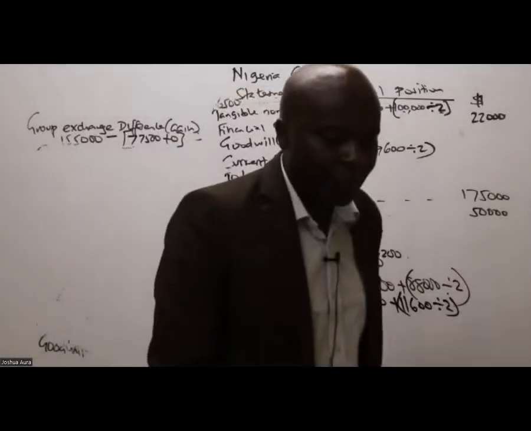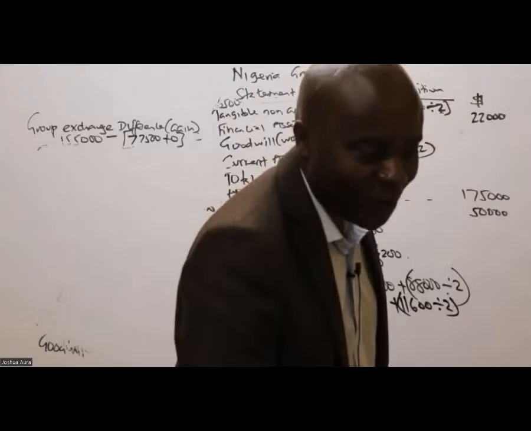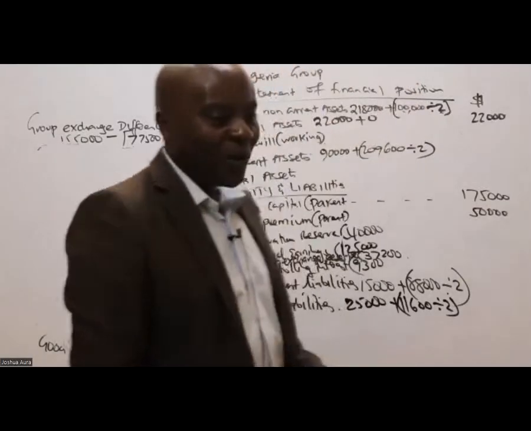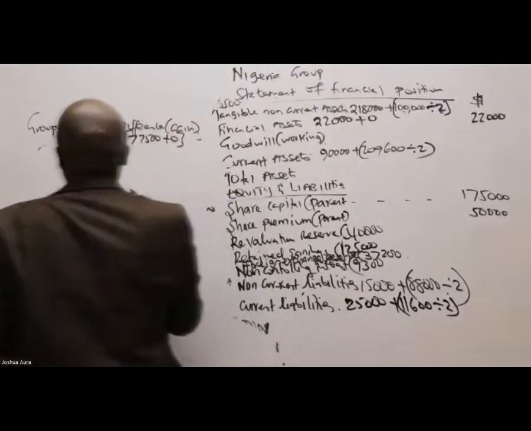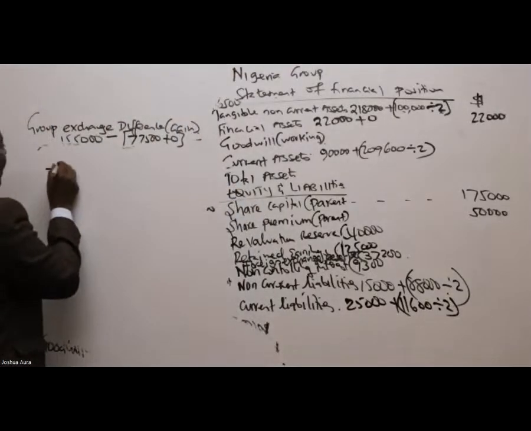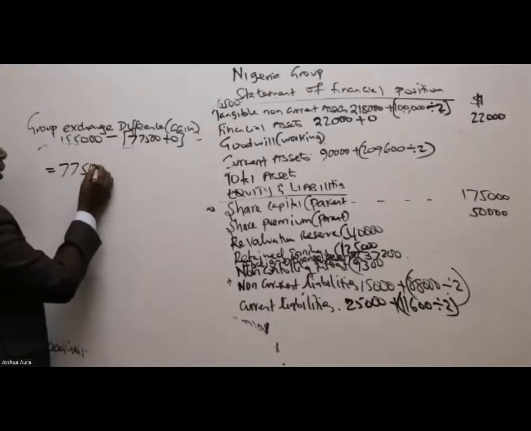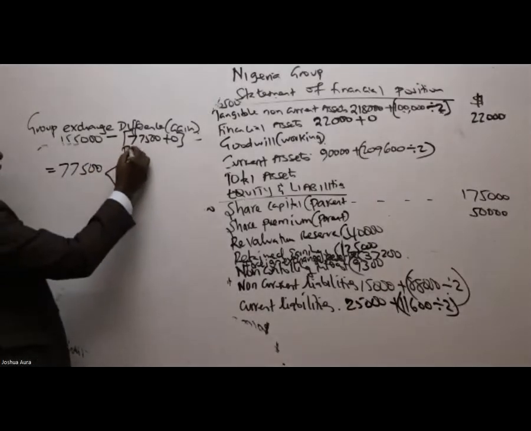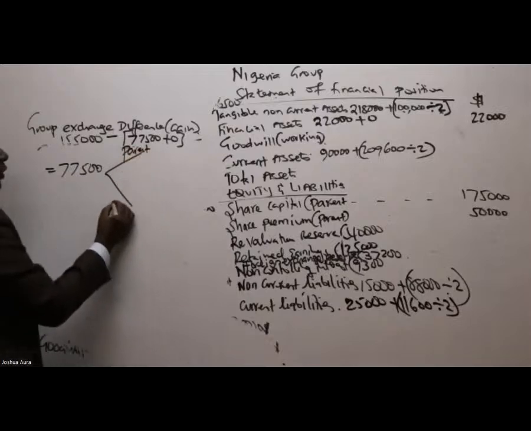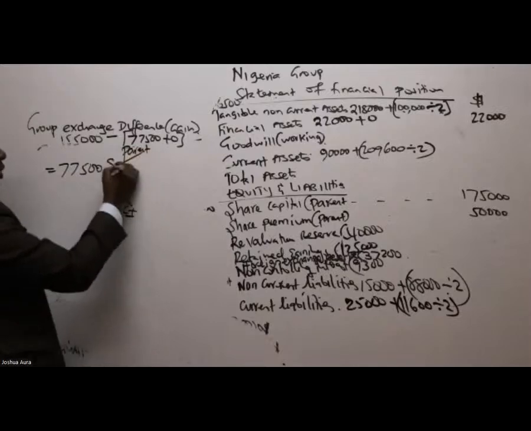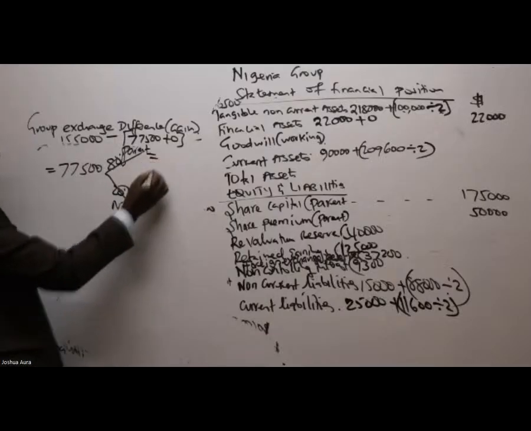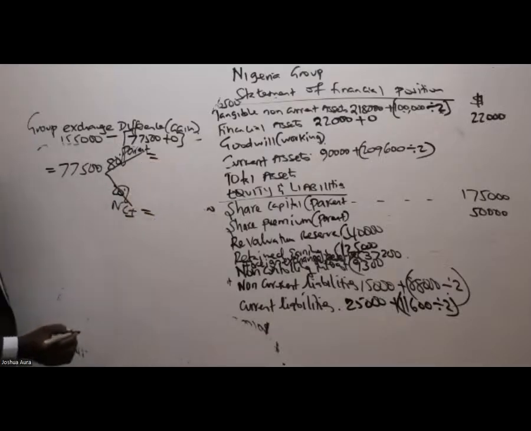Is it 72 or 77? Where are they getting 72 from? I think they are correcting there. So they're telling me it is 77,500. Once I get this 77,500, please share it out between the parent and the NCI. Remember, this is 80% and this is 20%. Please give me the figures.